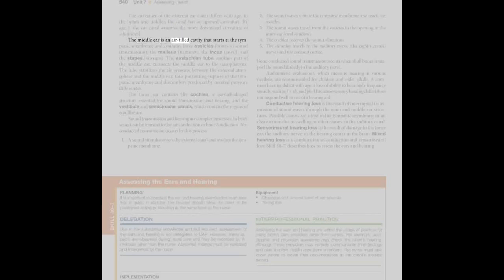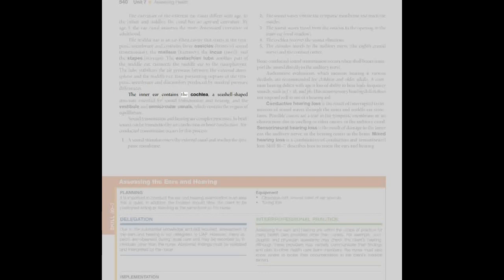The middle ear is an air-filled cavity that starts at the tympanic membrane and contains 3 ossicles, bones of sound transmission: the malleus, hammer, the incus, anvil, and the stapes, stirrups. The eustachian tube, another part of the middle ear, connects the middle ear to the nasopharynx. The tube stabilizes the air pressure between the external atmosphere and the middle ear, thus preventing rupture of the tympanic membrane and discomfort produced by marked pressure differences.